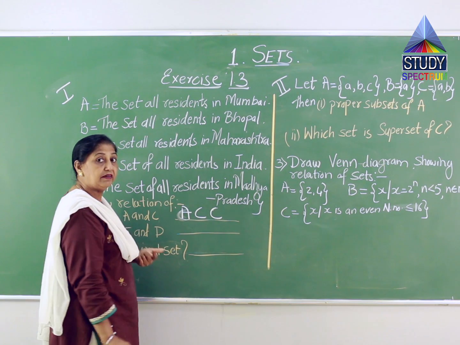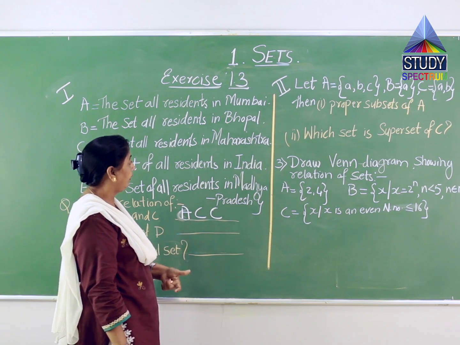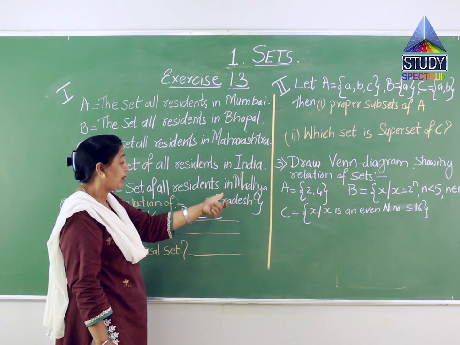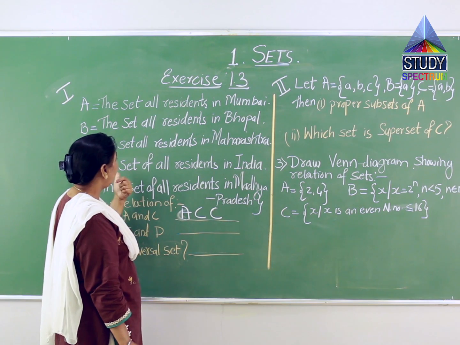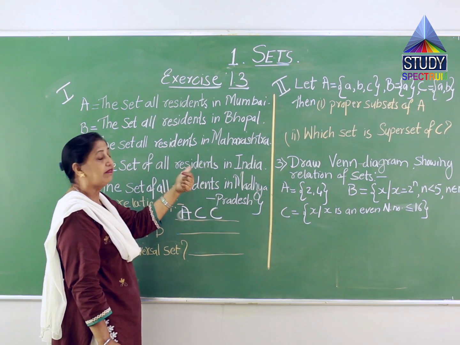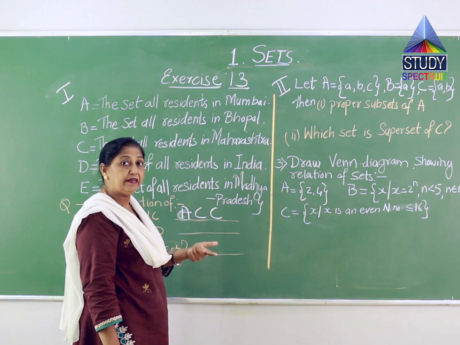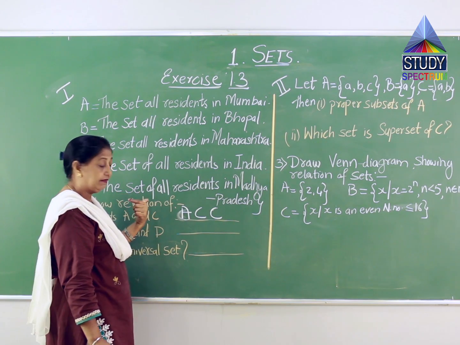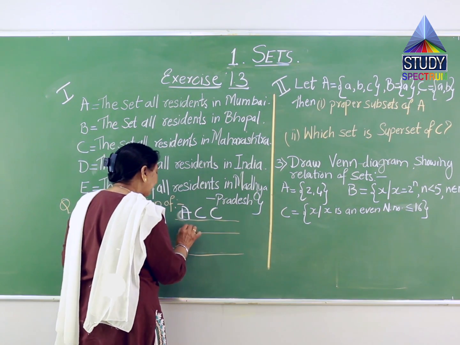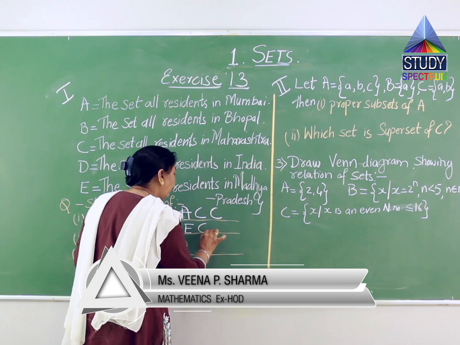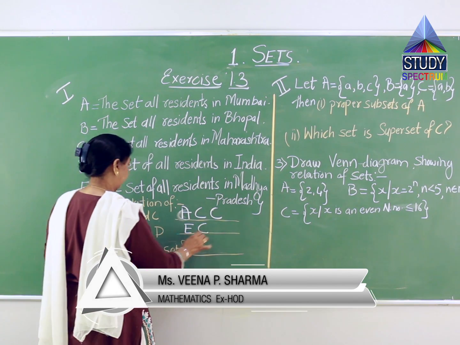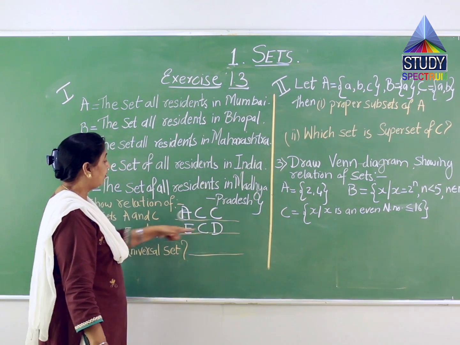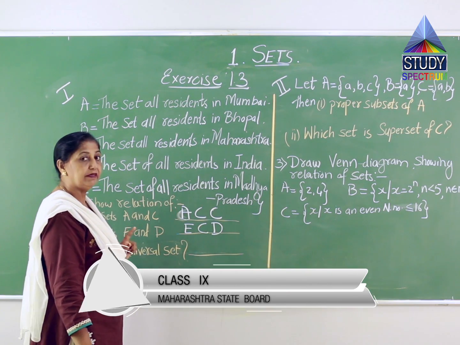Next, they have asked the relation between set E and D. Again we'll see what is there in E. E is the set of all residents in Madhya Pradesh. And D, what is D? D is the set of all residents in India. As I told you, India is a universal set, so it consists of all the elements which are in E set. So again here I can say that set E is a subset of set D, right? As D is the set of all residents in India.